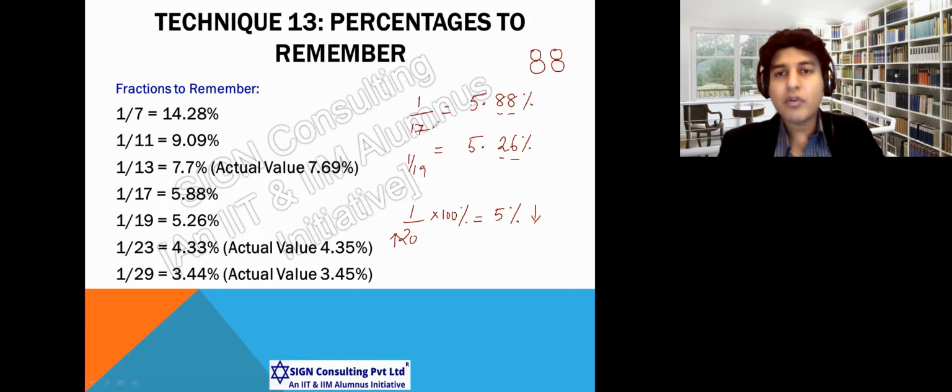Please make a note that as the denominator value increases, the answer value is decreasing. So you won't be confused, because sometimes you might write down the answer for 1 by 17 as 5.26 percentage and for 1 by 19 as 5.88 percentage. In that case, you can cross check this way: the denominator value increases from 17 to 19, so the answer value will actually decrease.